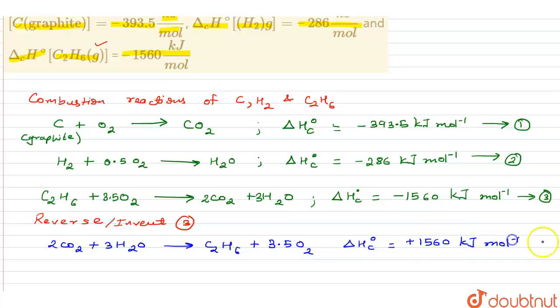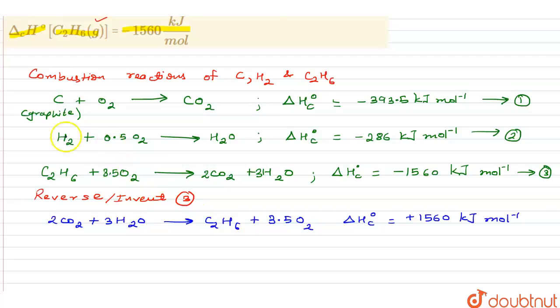Right? Fine. Now the next part is we are going to add up these reactions one after the other. But before I add up, what I need is that I want 1 mole of ethane to be formed, and that would be from carbon and hydrogen, isn't it?